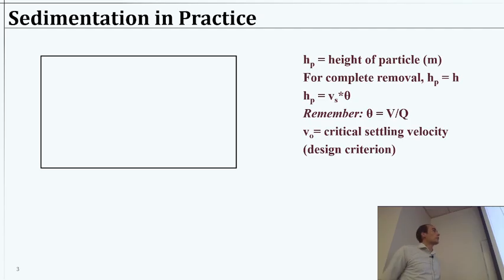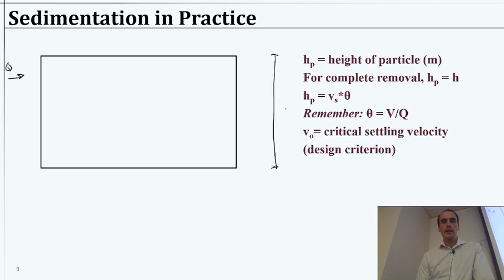So let's put some numbers to this and put a few drawings to it, I suppose. So if this is our diagram where we have flow in this direction, and again, this is a vertical cross section, so we have some height. For the reactor, we'll say this is H. And then if we put a particle in here somewhere, where do we need to put it if we want to try to remove every single particle?